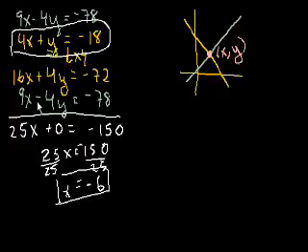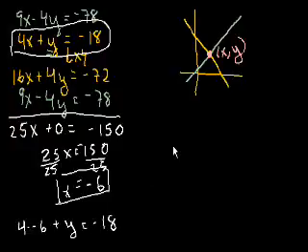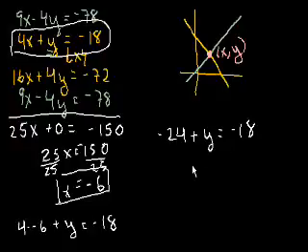So we just substitute the x back in there, and we get 4 times minus 6 plus y is equal to minus 18. And go up here. 4 times minus 6, we get minus 24 plus y is equal to minus 18. And then we get y is equal to 24 minus 18. So y is equal to 6.